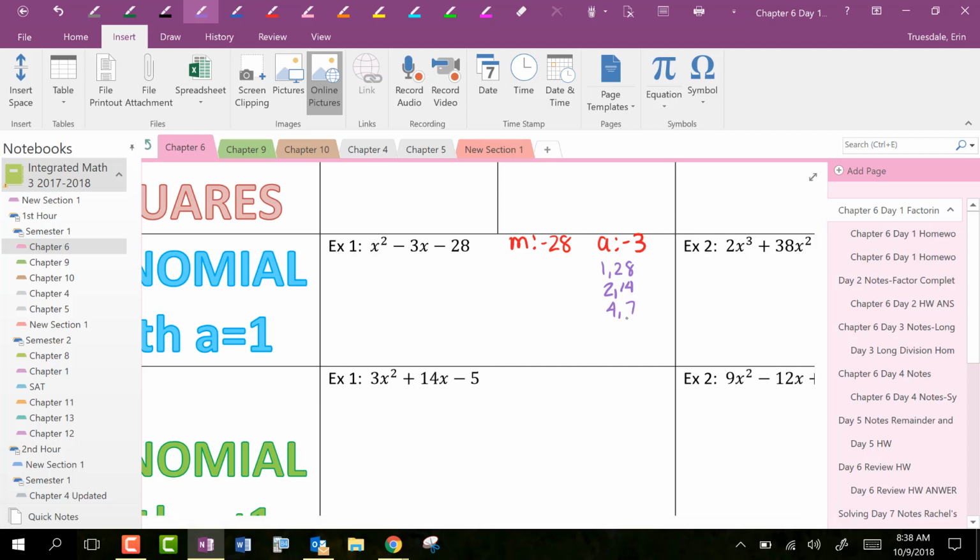So could you add or subtract anything with 1 and 28 and get 3? No. Okay, how about 2 and 14? Ever going to give you 3? Okay, could 4 and 7 give you 3? Yeah, and you need it to be negative 3. If it's going to multiply to negative 28, one of the two is negative. Okay, the other one's positive. Which one would have to be negative to make negative 3? Good. So then it's just x plus 4, x minus 7.